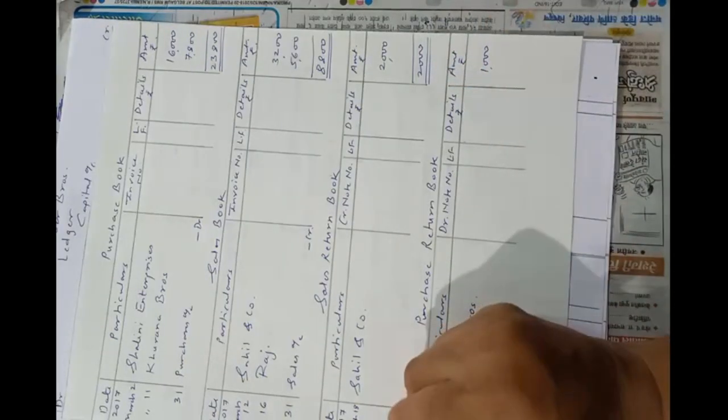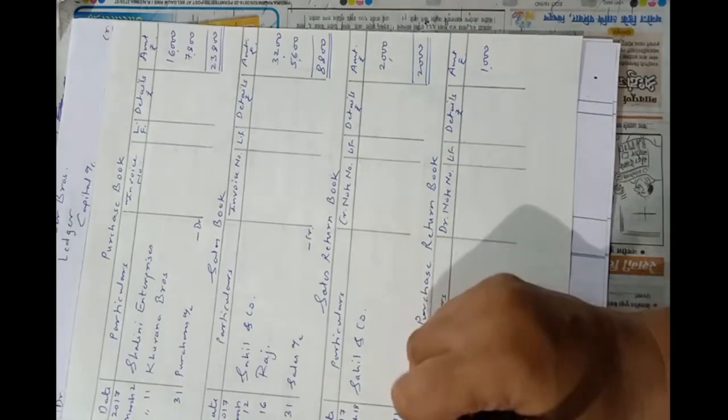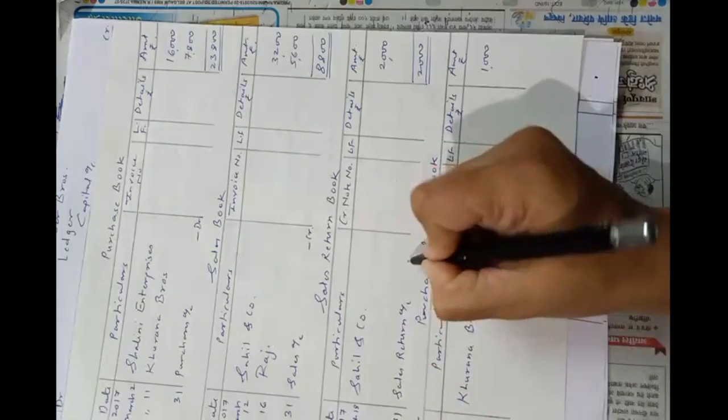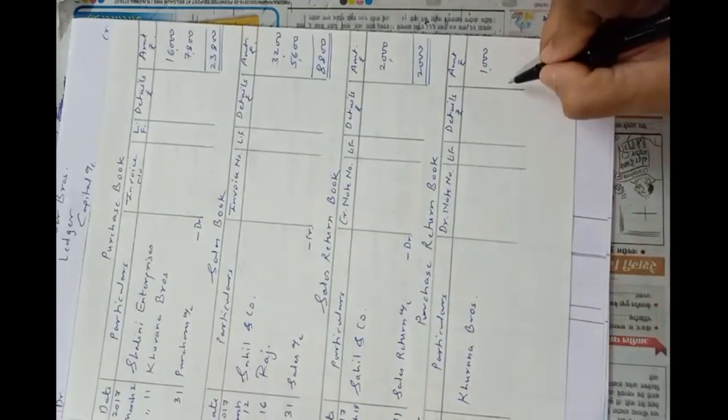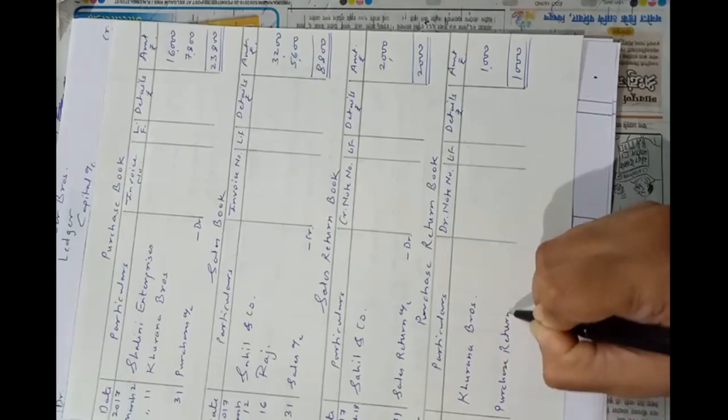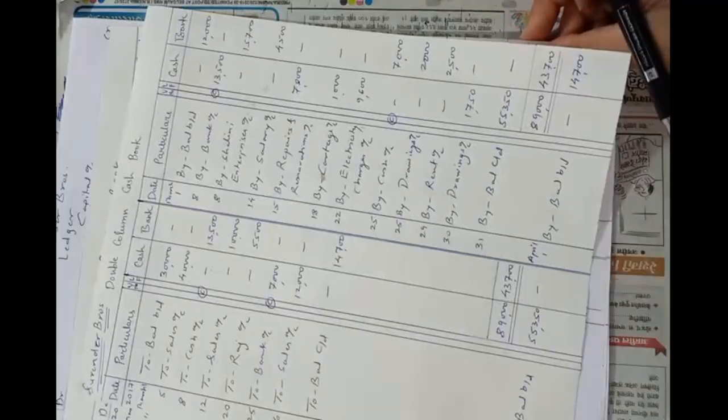Okay, now sales return book 2,000. So on March 31st, sales return account will be debited, and lastly 1,000 on 31st March, purchase return account will be credited by this amount. Okay, in this way we have tallied the double column cash book as well as all the subsidiary books.